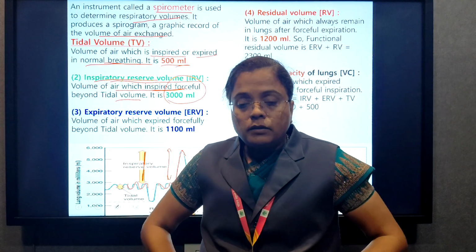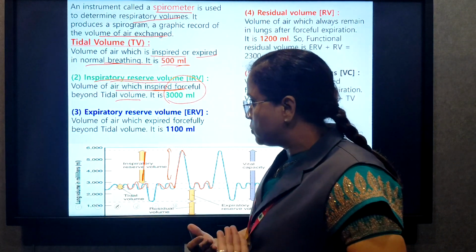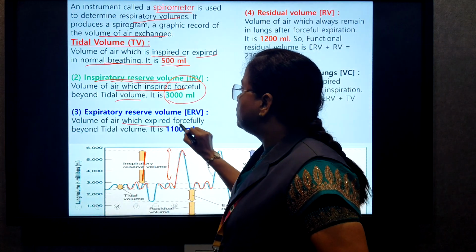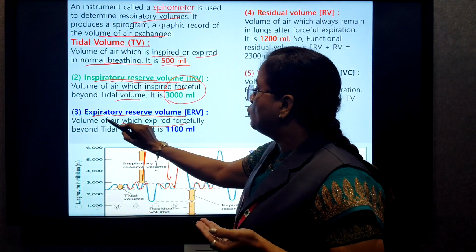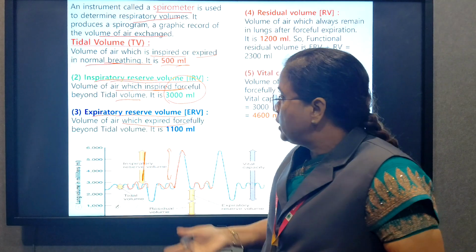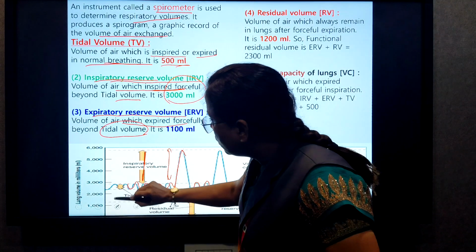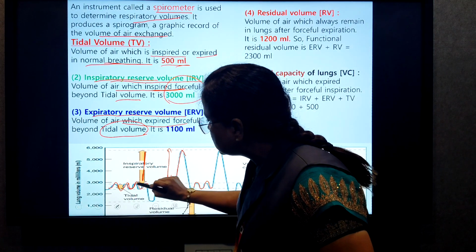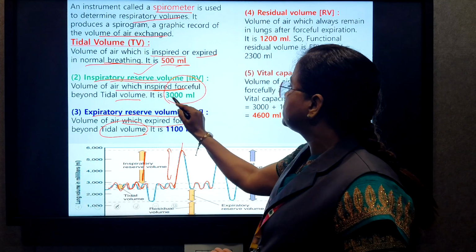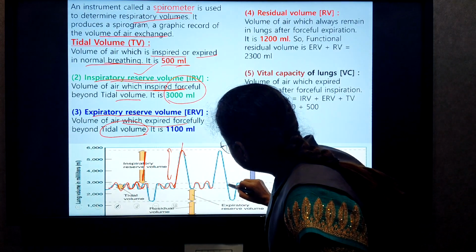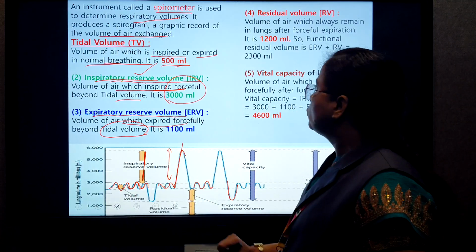At the time of Kapalbhati, you forcefully expire air, forcefully expire CO2. So it is called the expiratory reserve volume. It is the volume of air which is expired forcefully beyond the tidal volume. Tidal volume is normal breathing of inhalation and exhalation. Forceful inspiration is called the inspiratory reserve volume, which is 3000 ml. But the forcefully expired volume is called the expiratory reserve volume.